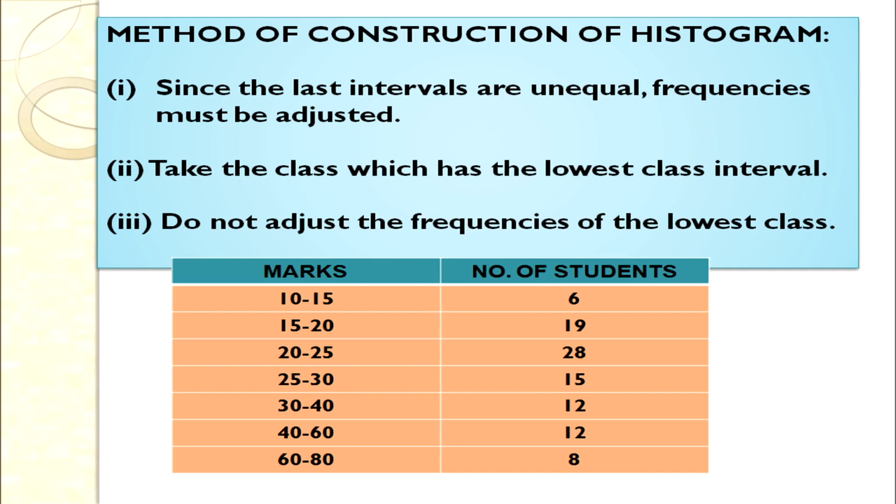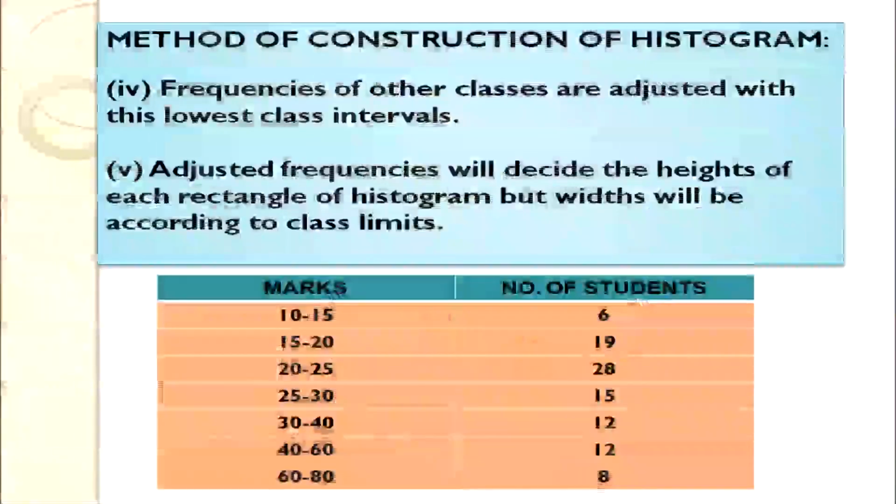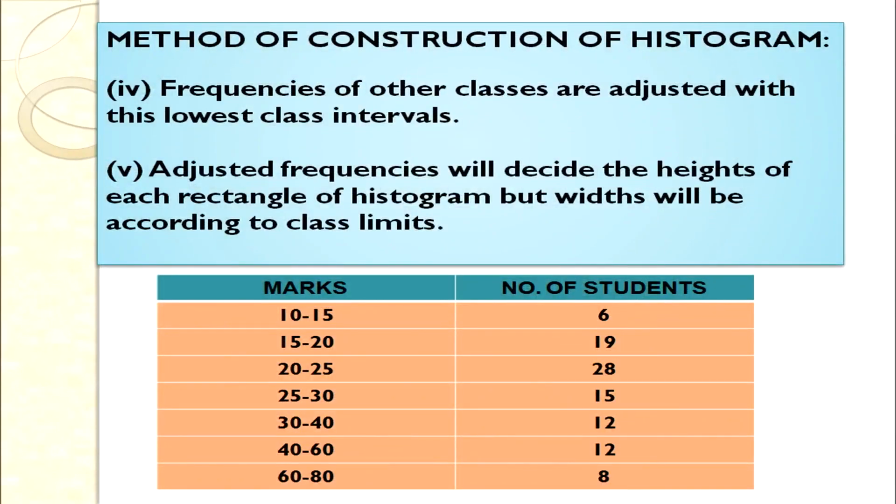Do not adjust the frequencies of the lowest class. That means, for the lowest class we are not going to adjust the frequencies, they are going to remain the same. That means, we are going to plot them only. Now, the next step, frequencies of other classes are adjusted with their lowest class intervals. That means, for 30 to 40, 40 to 60, 60 to 80, their frequencies are going to be adjusted according to the lowest class intervals.